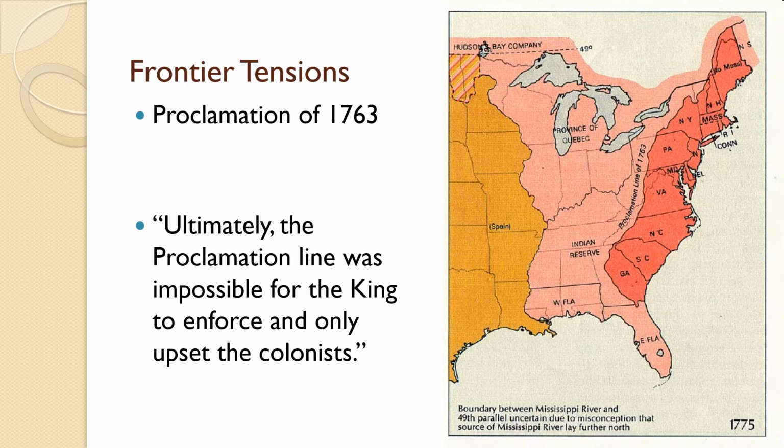So the king does something that is very unpopular. It makes sense from the king's perspective why he would do this, but it's very unpopular to the American colonists. The king issues something called the Proclamation of 1763, where the king says, hey, colonists, you can't enter the Ohio Valley. Rather than opening up the Ohio Valley all at once, the king says, look, I'm going to block off the entire Ohio Valley.